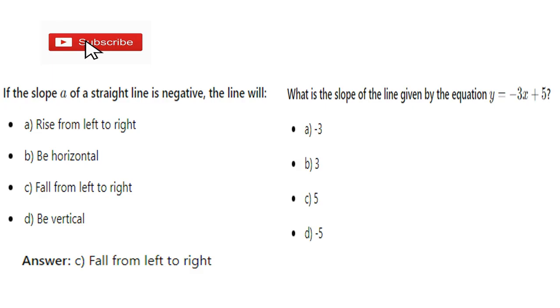The next one says, what is the slope of the line given by the equation y equals minus 3x plus 5? So look at this equation, y equals minus 3x plus 5. What is the slope? Can you deduce the slope from this very equation? The options here: A, minus 3; B, 3; C, 5; and D, minus 5. Alright, so the correct option is A, minus 3. And of course, I believe you know where I got minus 3 from.